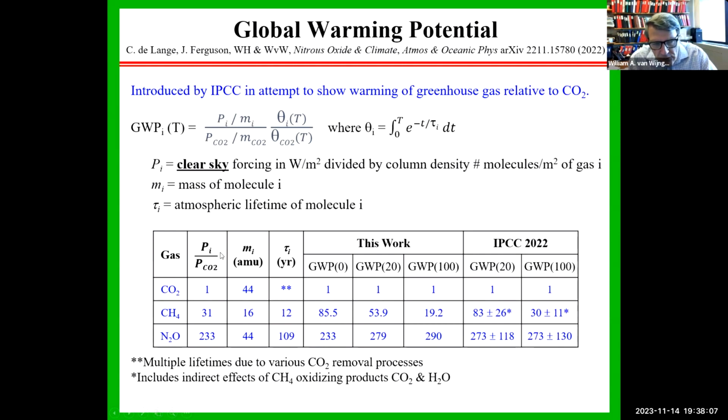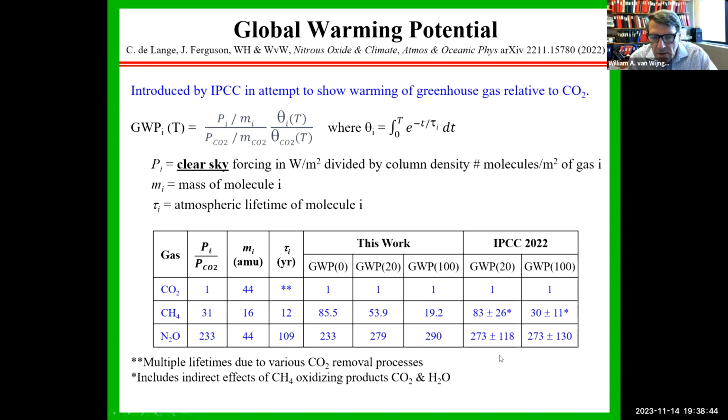We consider CO2, and since everything is relative to CO2, you just get 1. Methane: 1 molecule of methane is 31 times more effective at global warming than 1 molecule of CO2. For nitrous oxide, 1 molecule of nitrous oxide is about 233 times more effective at global warming than 1 molecule of CO2. And then we consider the masses of the molecules, the lifetimes, and then we calculate the global warming potential for 0 years, 20, and 100 years.